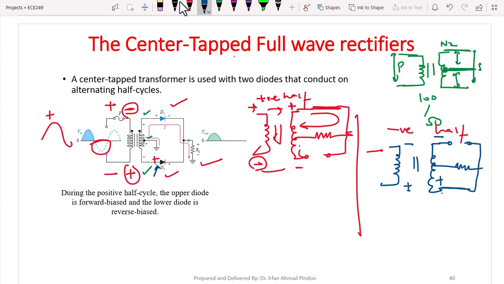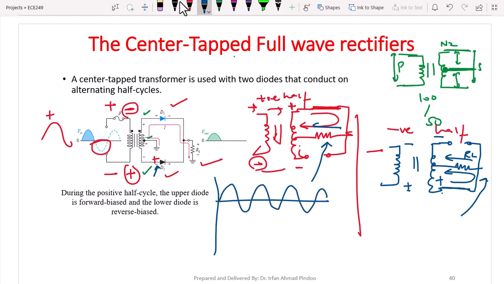Now in this case what will happen? Again there will be a flow of current across RL. Now please note down, the current in the RL in this case and this case, they are both flowing in the same direction, that is this one. Okay, so it means if we have to plot the things, suppose this is my input voltage, then what will be my graph for this output?